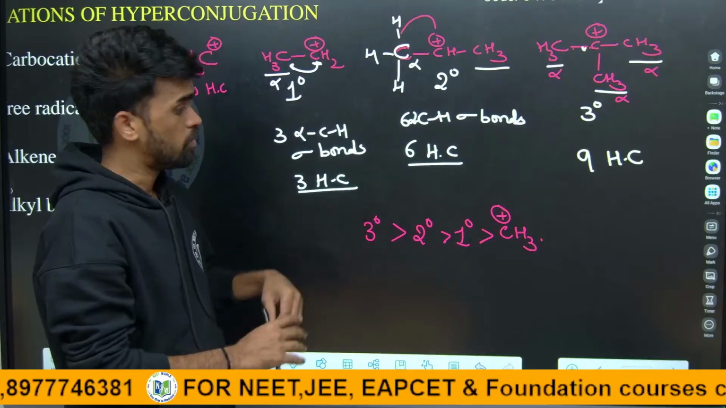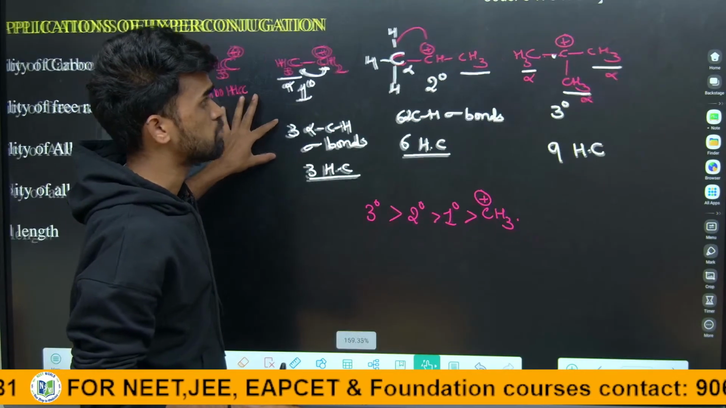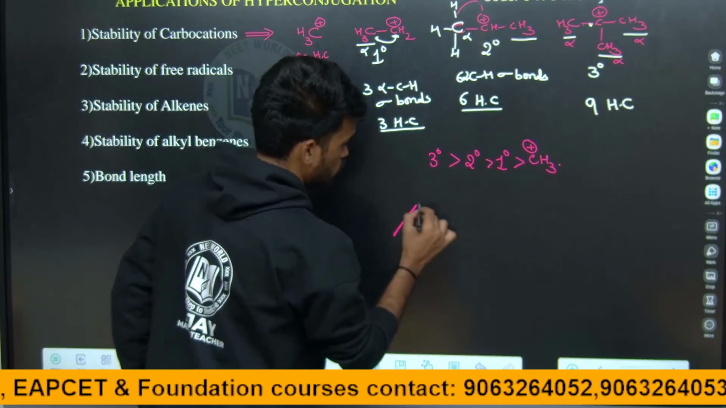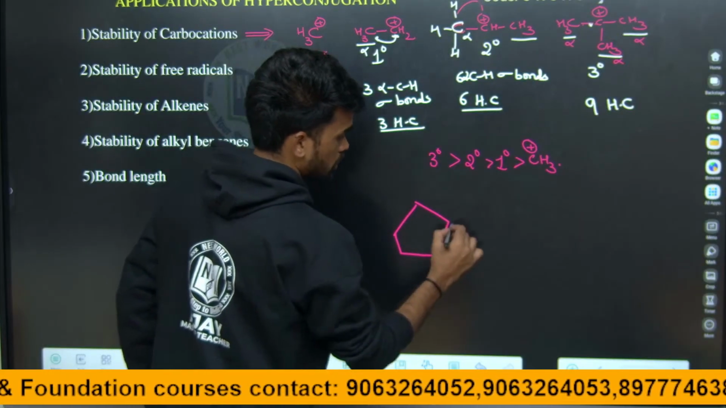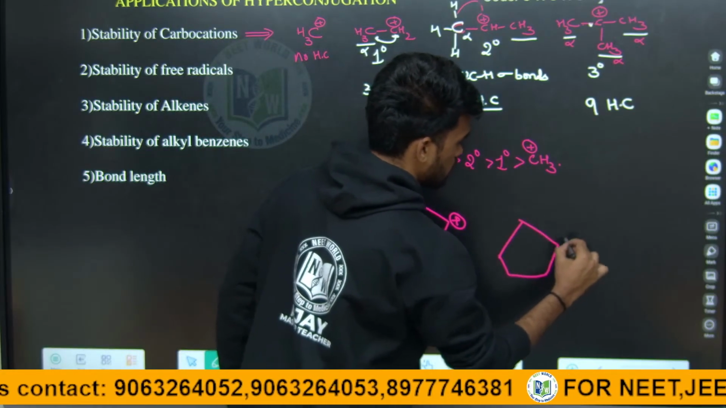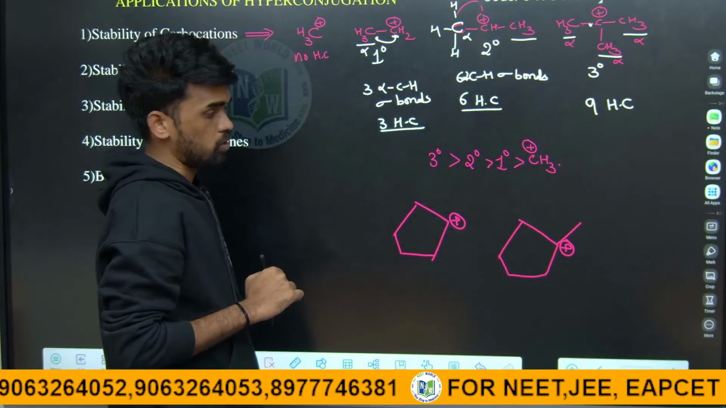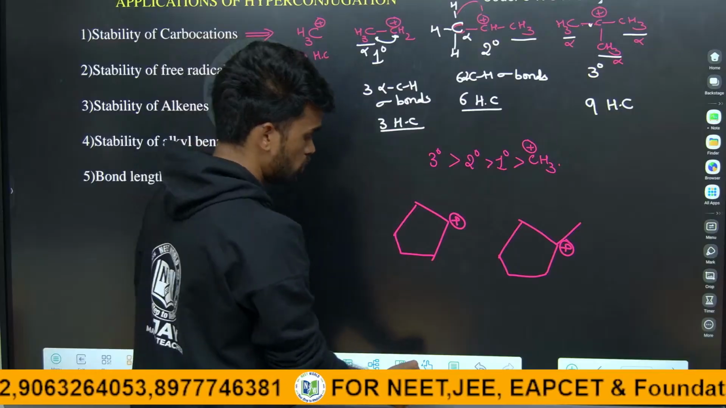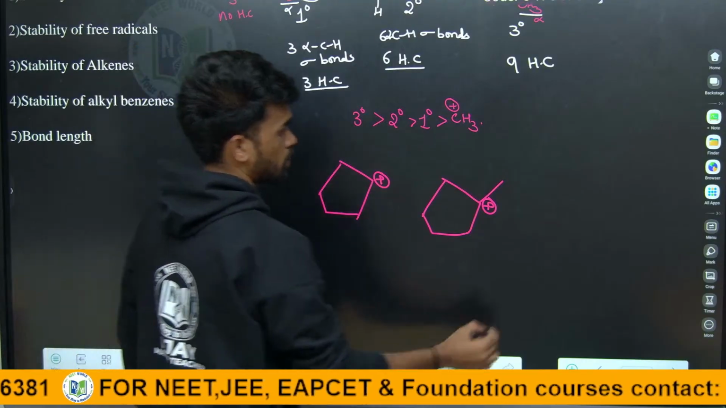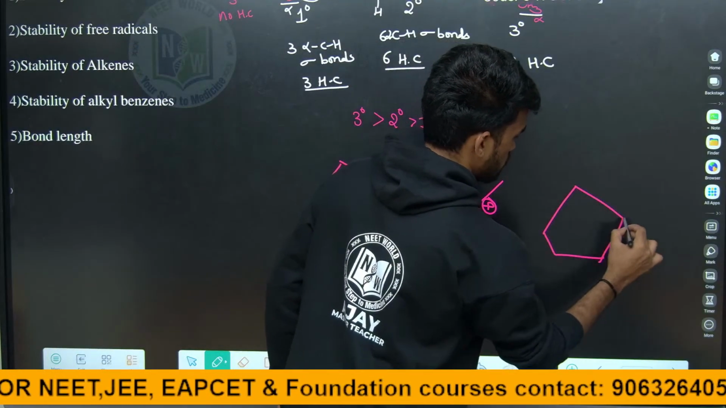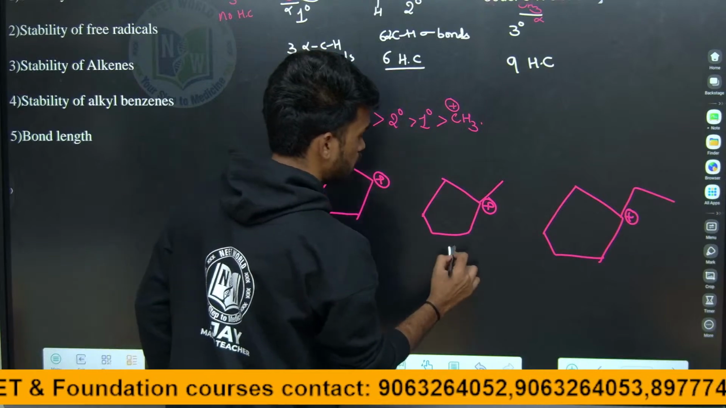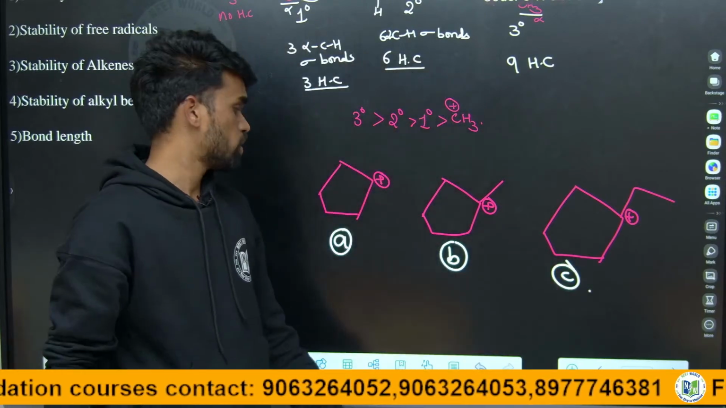I hope this is clear, the application of hyperconjugation with respect to carbocations. Let us discuss 1 or 2 questions more. So I just want to mention a cyclopentane having a positive charge over here, and the next like this, that is also a positive charge. Now one more I want to take here. So tell me, out of these A, B, C, which carbocation is more stable? So how can we answer this kind of question?